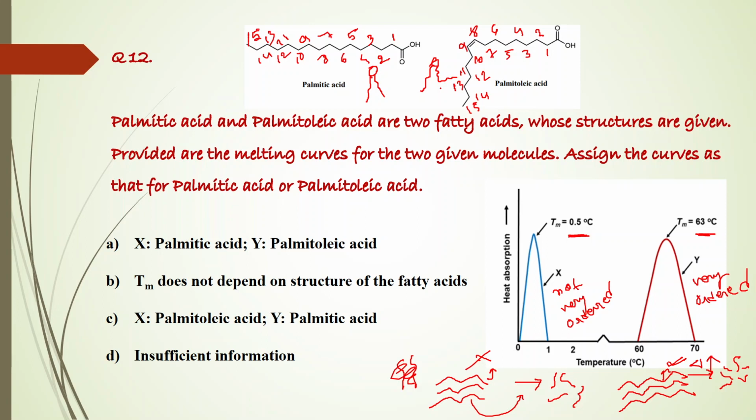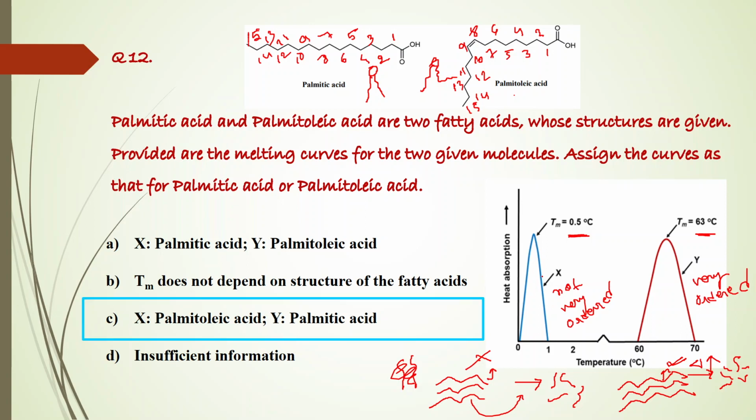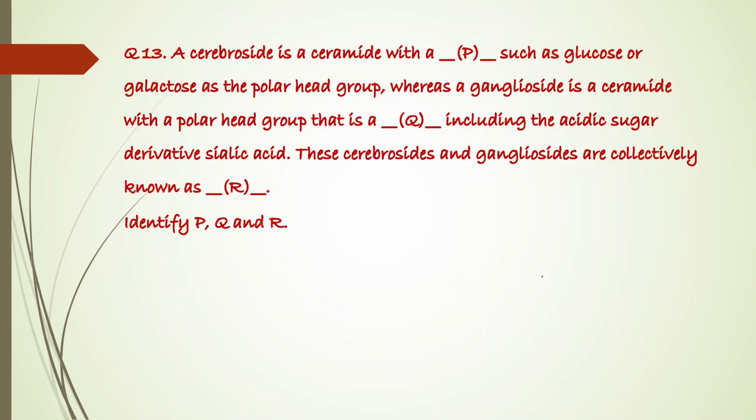Now that we have this answer, let us match with the graph. So palmitoleic acid was not very ordered. That's why the melting temperature of it was low, whereas in palmitic acid there was no kink present. It was highly ordered. That means it has a high melting temperature. So our X is palmitoleic acid and our Y is palmitic acid. Okay, hope all of you understood. Moving to the next one.